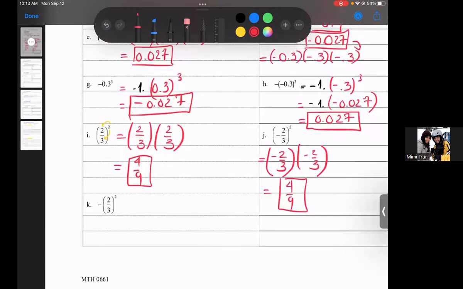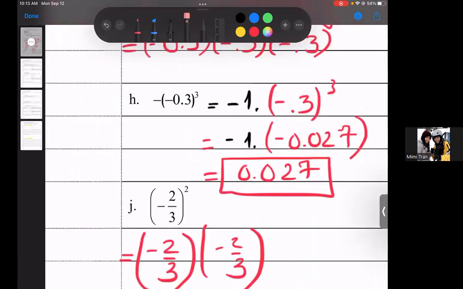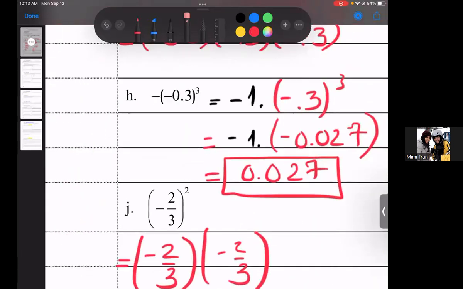Are we still on this problem? Oh, okay. It should be positive. Let me zoom it in. See, yeah. So negative 0.3 cubed is negative 0.027. And then we have a negative one in front. So negative becomes positive.